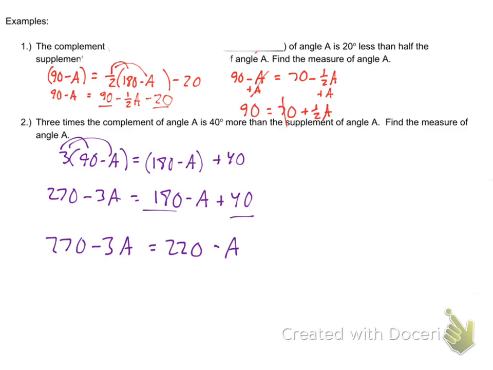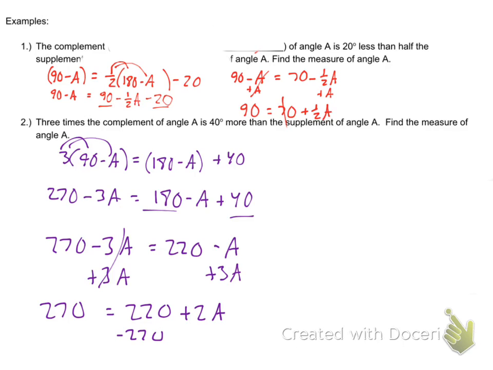What variable am I moving next? Negative 3a. So to get rid of a negative 3a, do the opposite. Add 3a. So these are gone. So 270 equals 220 plus 2a. And then subtract 220. So I end up with 50 equals 2a, or a equals 25.